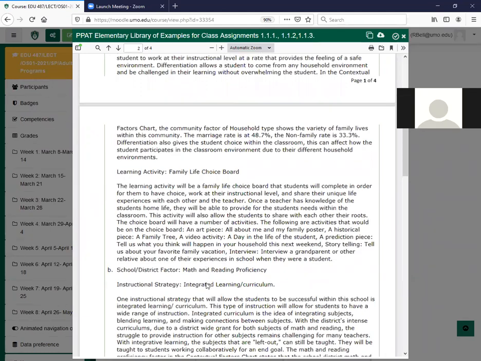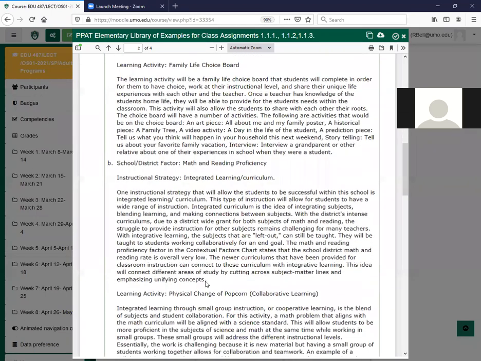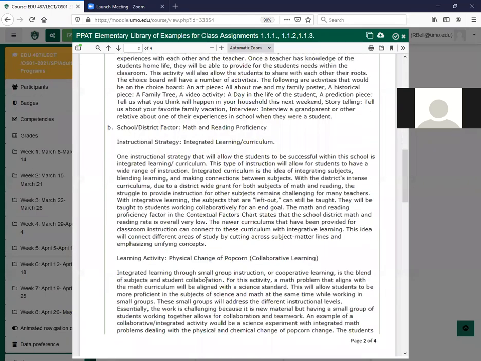So here we are, and we're going to come back to those later, but let's just keep moving with the prompt. Okay, so where does the candidate connect that school and district factor? First of all, what is the district factor? Math and reading proficiency. Good job. Thank you very much. I appreciate that. Okay, so now what's the instructional strategy? Integrated learning curriculum.